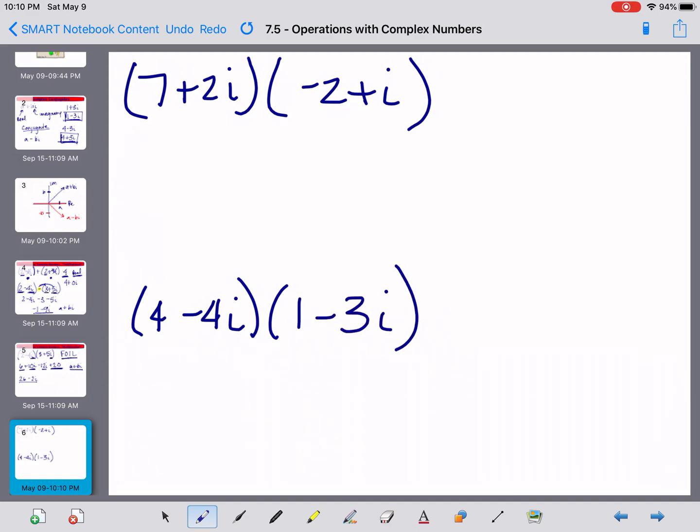So why don't you go ahead, let's multiply those two complex numbers. Remember, you should get an end result that gets you a plus bi. You should be able to get it in that form at the end with those operations. Give it a shot.